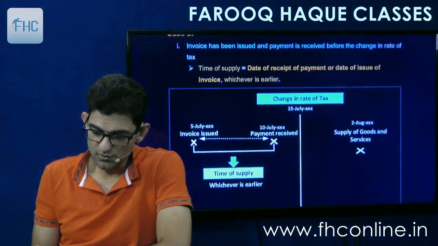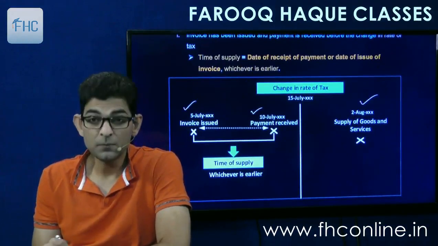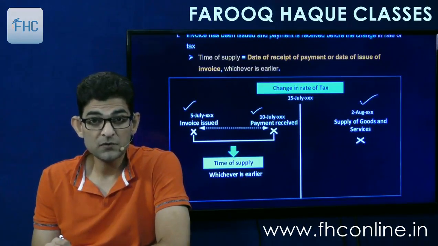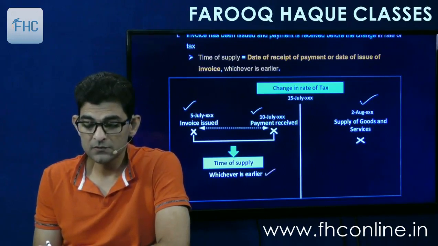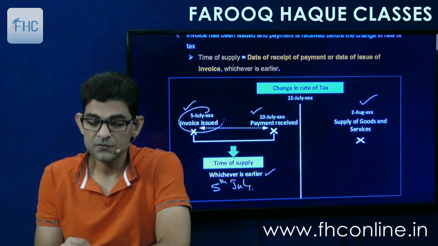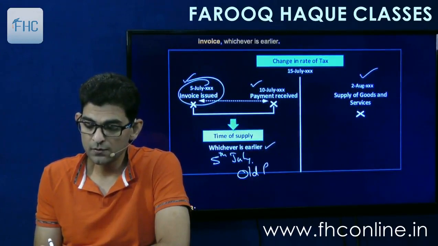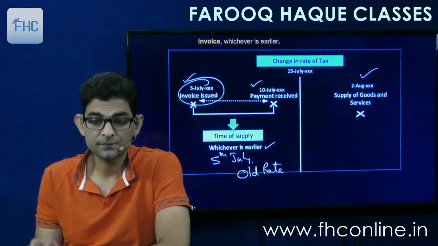Then case 2, supplies afterwards but invoice and receipt both are before. If both are before, then you take whichever is earlier. So here it is correct, whichever is earlier, that will be 5th of July. So time of supply will be 5th July. And it will attract old rate of tax.